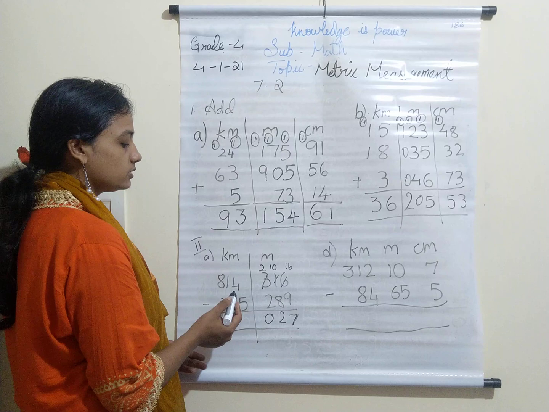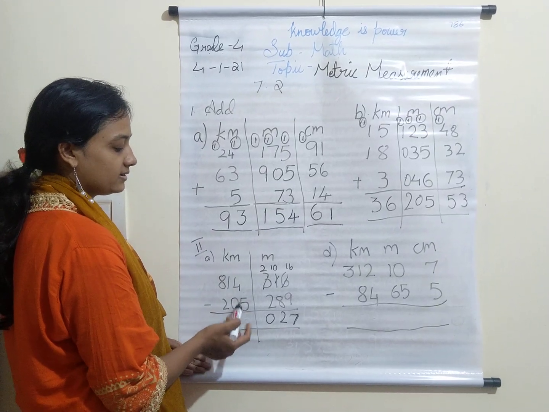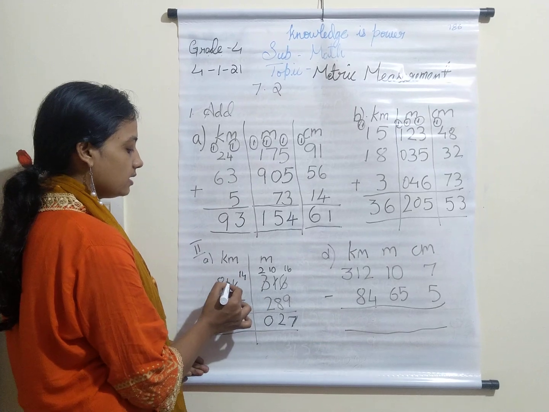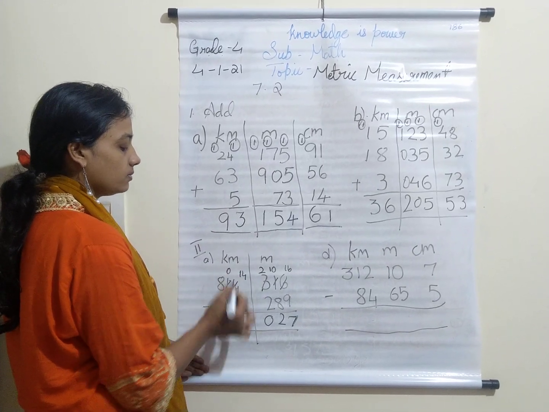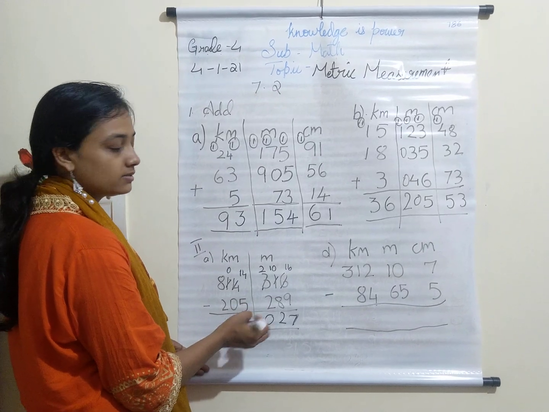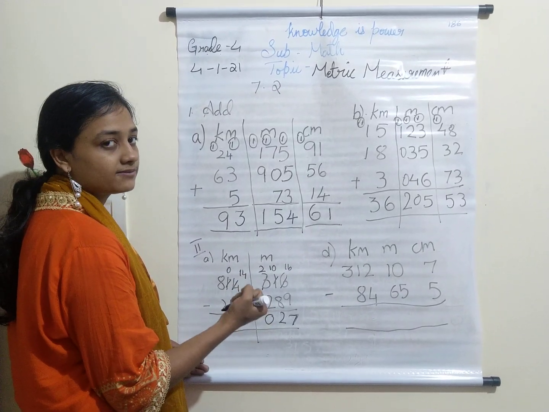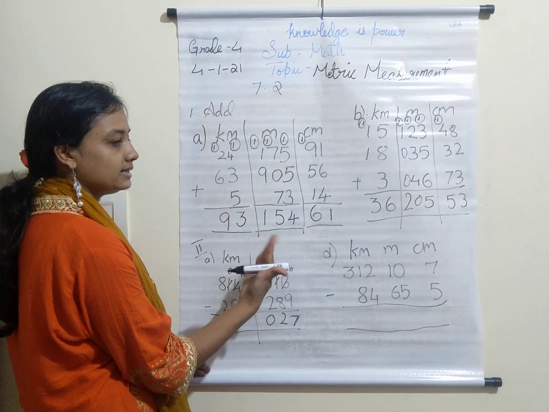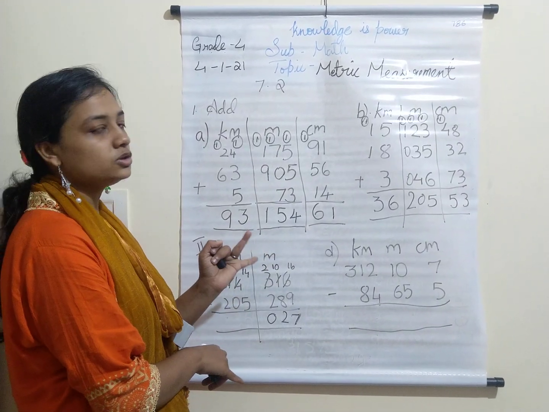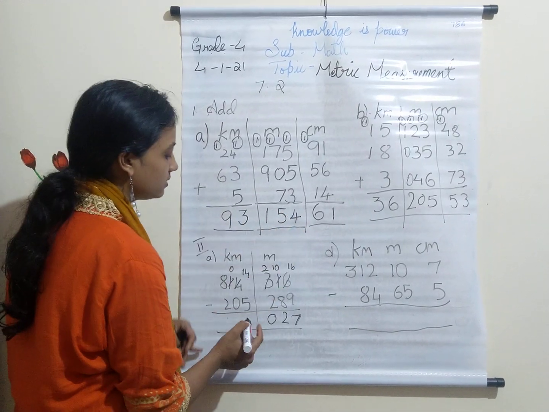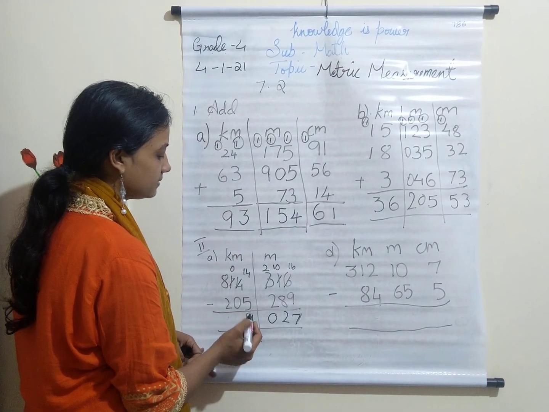Come to the kilometers column. We cannot subtract 4 minus 5. So again take a borrow. 4 becomes 14. The 1 becomes 0. 14 minus 5. Count after 5 and stop when you get 14. After 5, 6, 7, 8, 9, 10, 11, 12, 13, 14. Totally you have 9. The answer is 9.